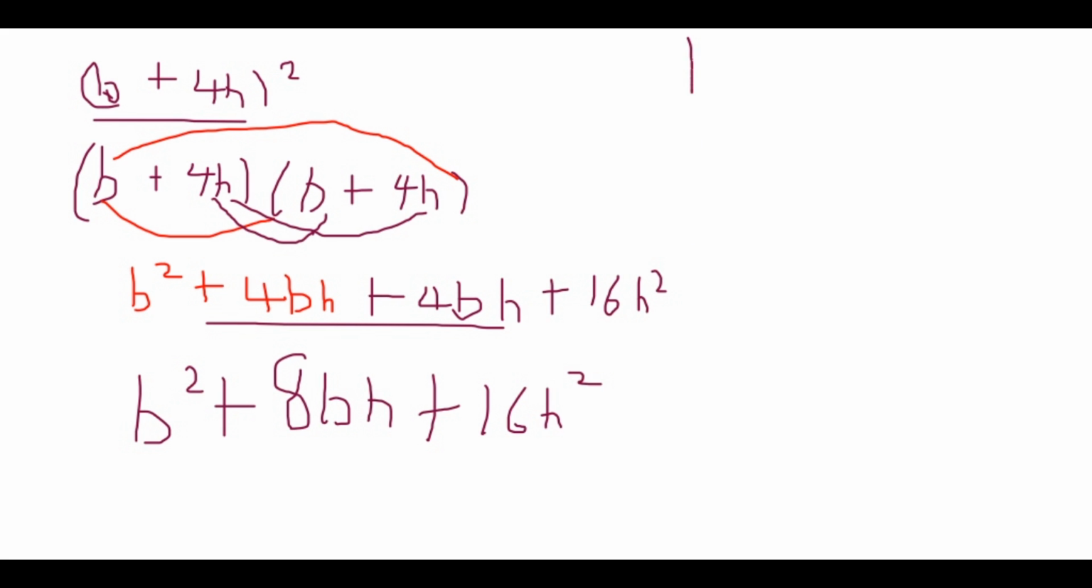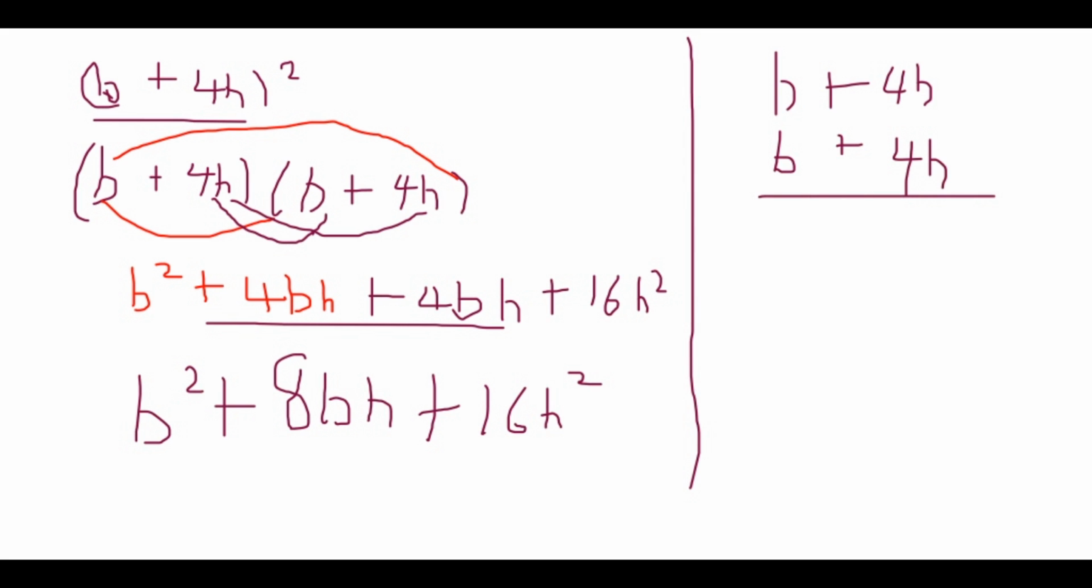So if we are to expand using the long multiplication method, we have b plus 4h, b plus 4h. b times b is b squared. b times 4h is 4bh. 4h times b is 4bh again, and 4h times 4h is 16h squared.